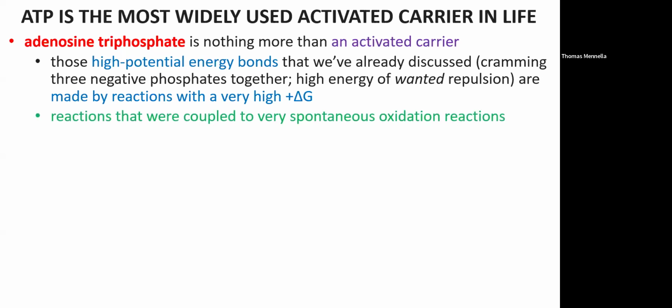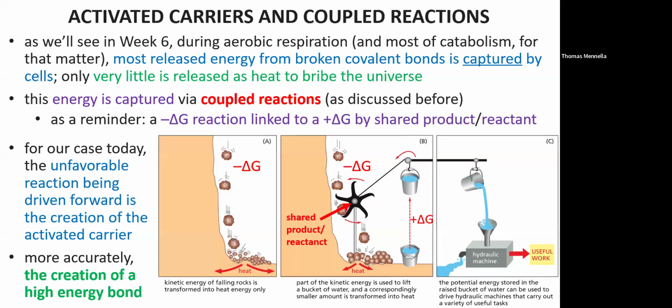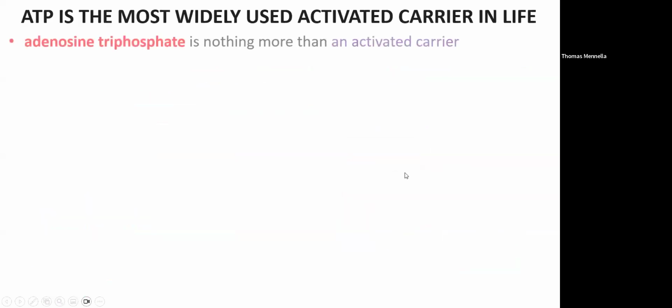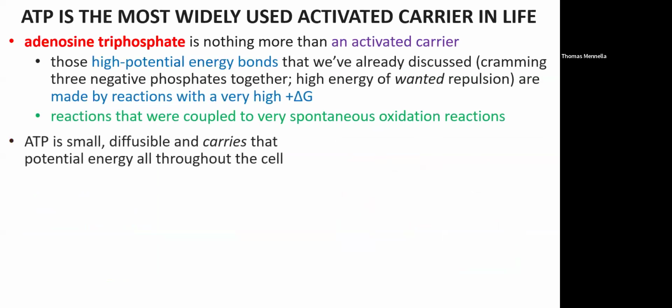In order to make that possible, we must couple that reaction, the adding of the third phosphate, to an even more spontaneous oxidative reaction with a very high negative delta G. We have to have this happen. In this example, the lifting of the bucket is the adding of the third phosphate onto ADP. Doesn't want to happen, requires a lot of energy. So we need another reaction coupled to it that releases even more energy than the energy we need to make ATP. That's what we're getting at.